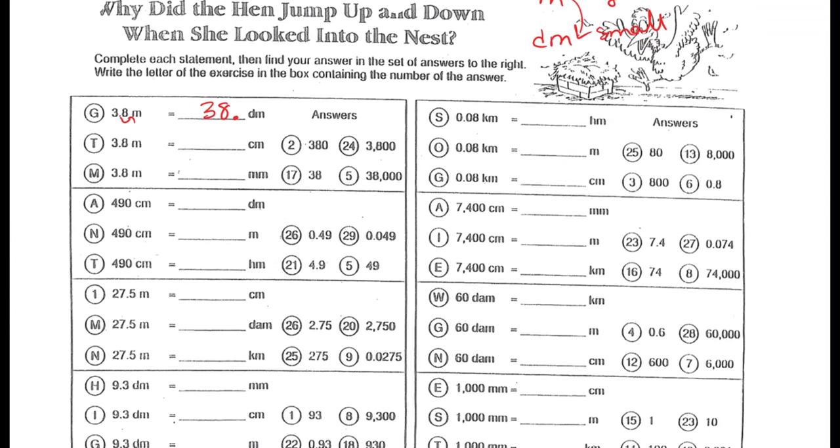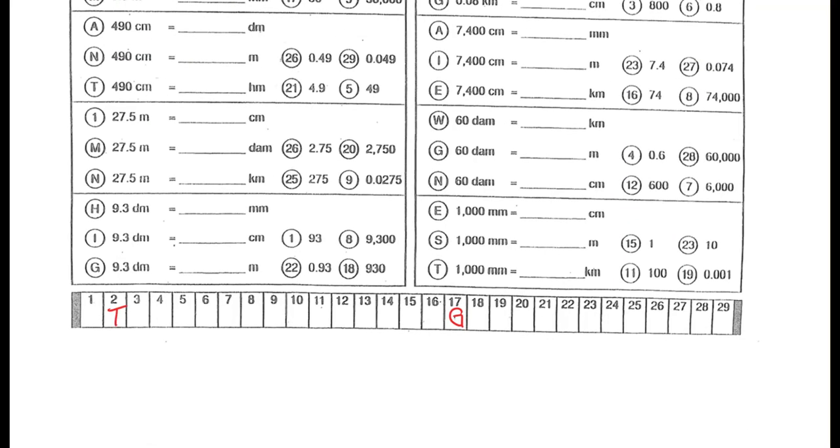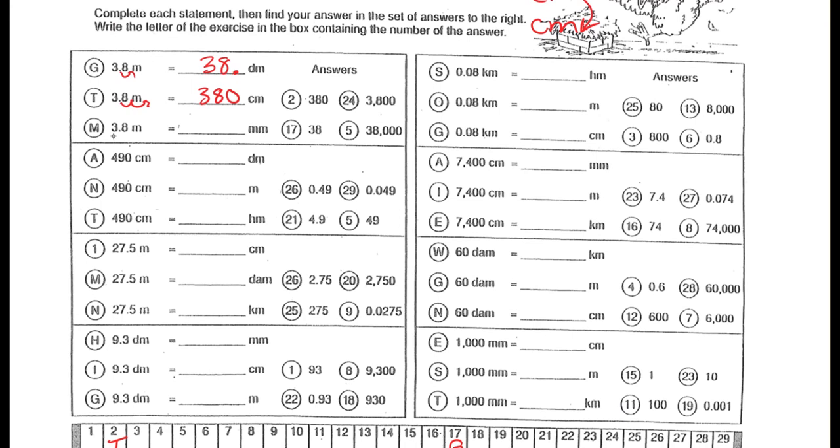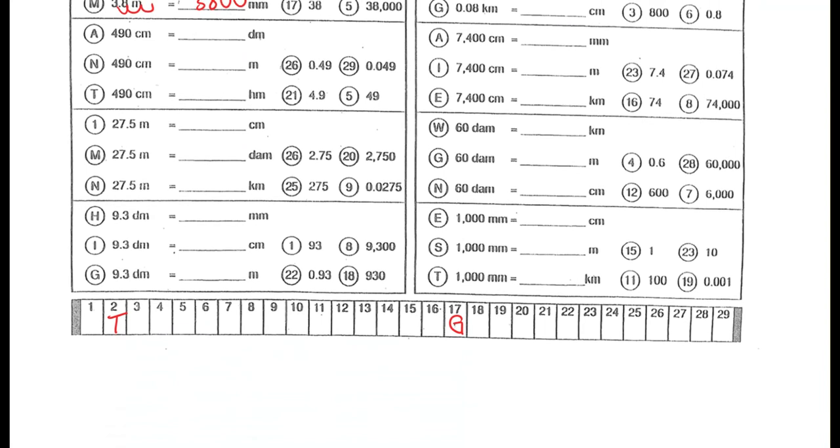We'll do a couple more examples. 38 meters into centimeters. Centi is even smaller, so we're going to go even further. So 1, 2. So 380 centimeters. So the number 2 is going to have the answer T because they're both 380. So T. And then finally, 3.8 meters into millimeters. So we're going to move 3 times. So it's going to be 3,800. 3,800 is 24. So 24 is M.